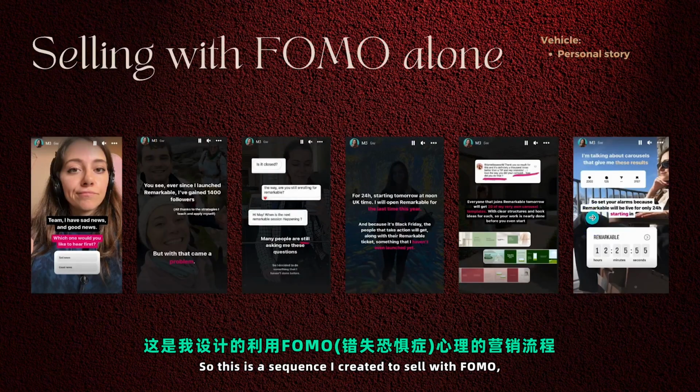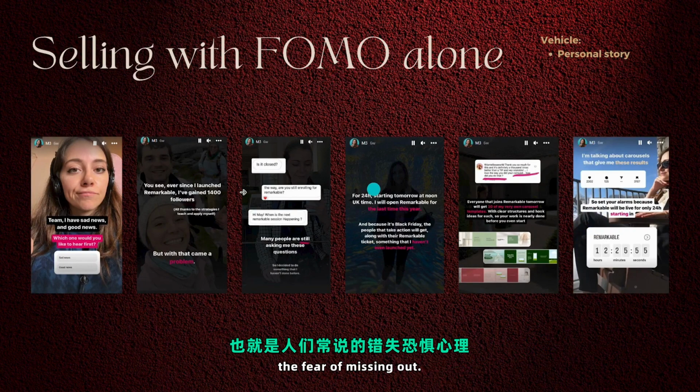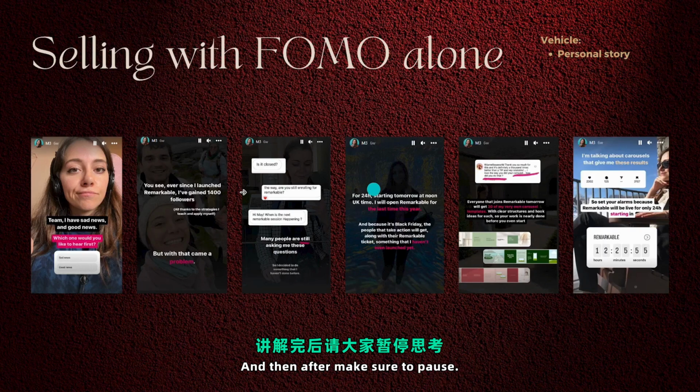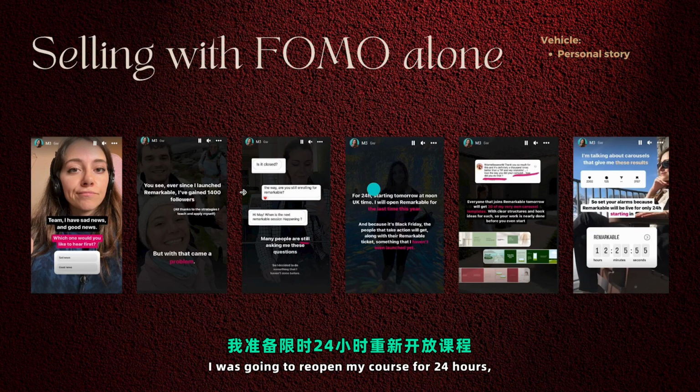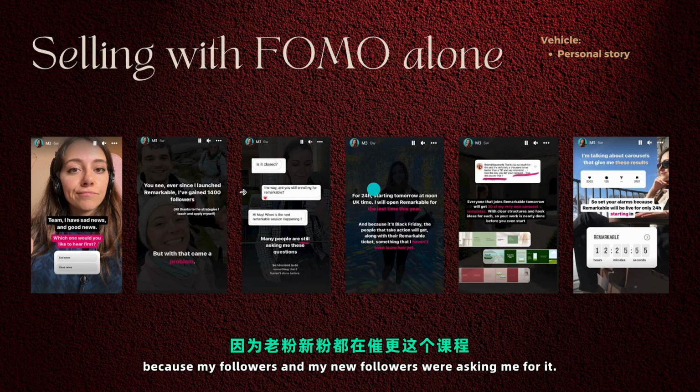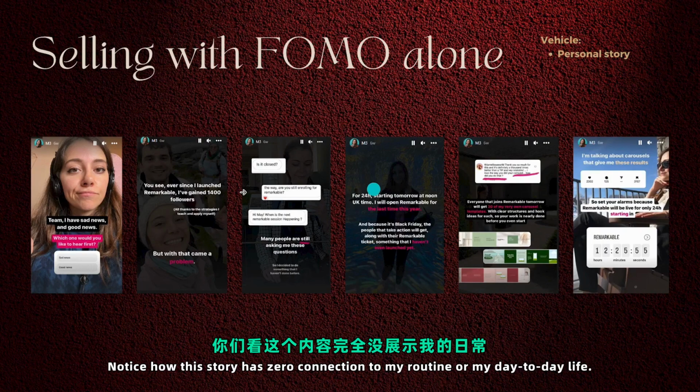So this is a sequence I created to sell with FOMO, the fear of missing out. I'm not going to read this, but I'm going to explain the logic behind it, and then afterward make sure to pause and read the sequence from start to finish. Essentially, here I was just creating anticipation towards a launch that I was going to do. I was going to reopen my course for 24 hours because my followers and my new followers were asking me for it. Notice how this story has zero connection to my routine or my day-to-day life.